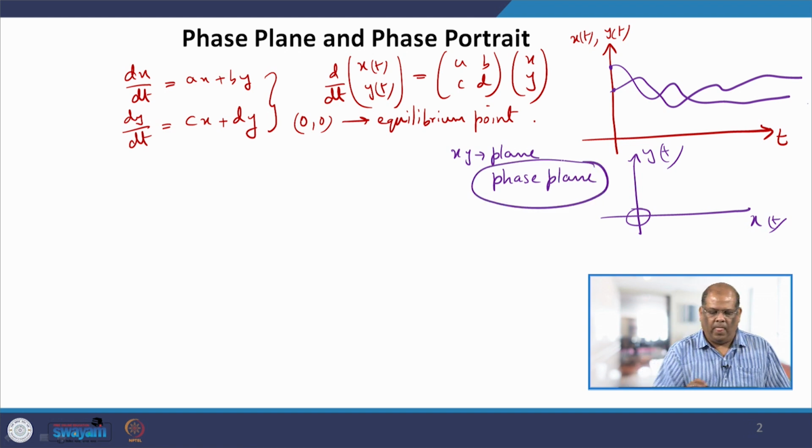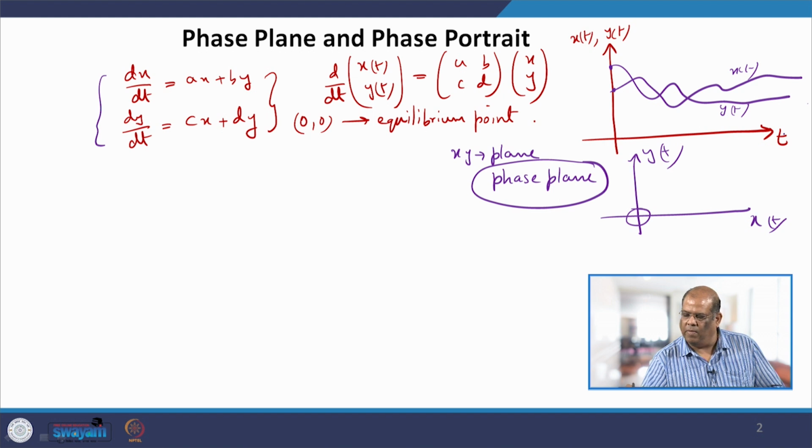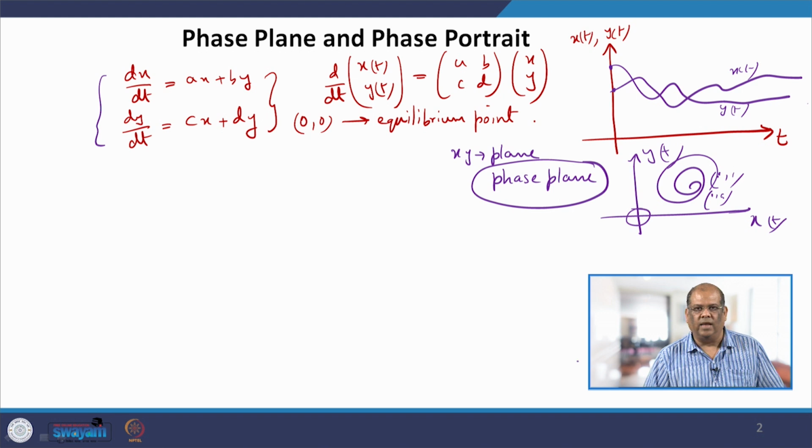Basically, you have this system of autonomous differential equations, you solve it, you get a solution, then this is say your x(t), this is say your y(t), and this is your independent variable t. But now you want the solution in terms of x and y. So, this is your x axis, this is your y axis, and you will get a figure somewhere. You want to see what kind of dynamics you get in this x y plane, and this x y plane is called the phase plane.